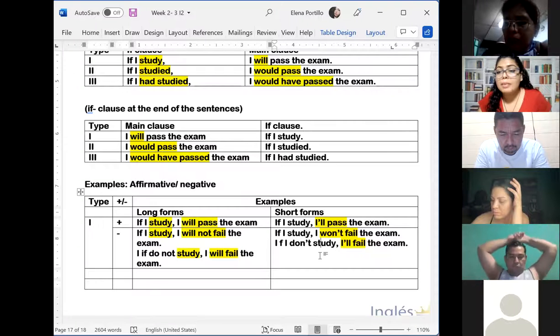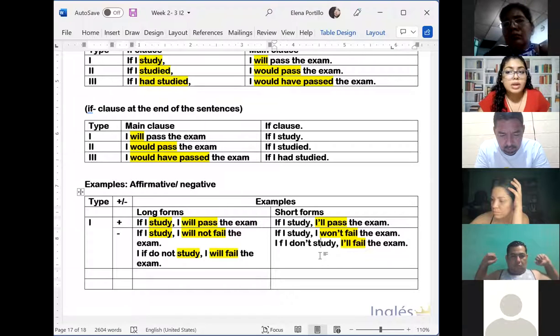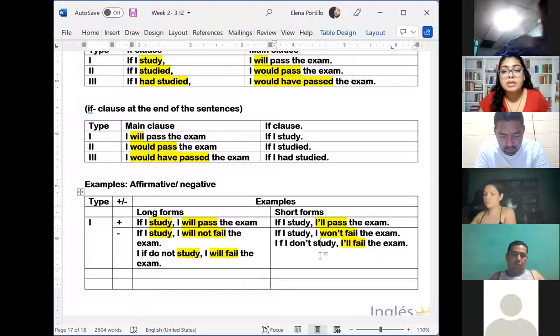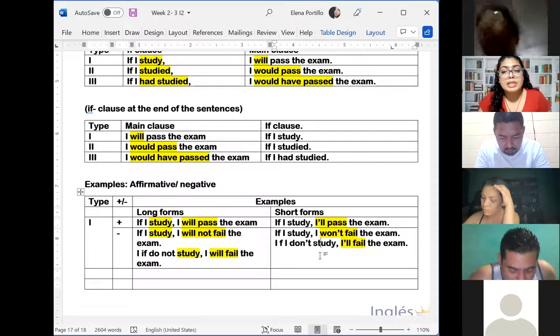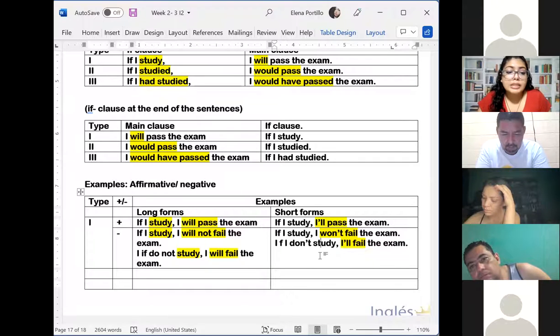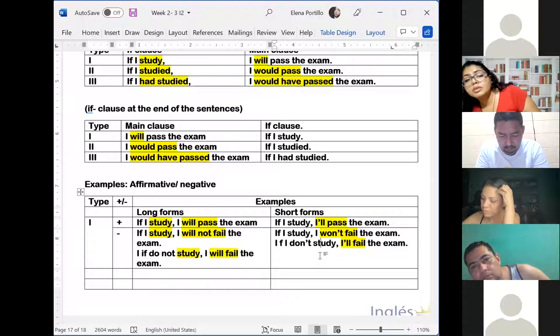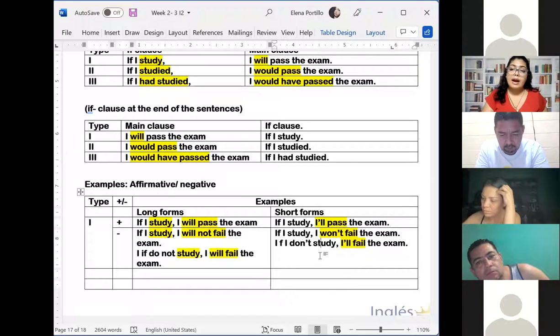And in the second one, it is negative because we are saying that if we don't study, we will fail the exam. Para la parte negativa, tenemos dos oraciones. En la primera estamos utilizando una estructura negativa, pero al final estamos hablando de una acción positiva, porque dice que si estudiamos no vamos a fallar el examen, solo es la connotación de la oración, no es que sea una acción negativa. En la segunda, sí es una oración negativa porque dice que si no estudiamos vamos a fallar el examen. So in that case, we have two kinds or two different types of negative sentence. One with a bad connotation, and the other one with a negative structure.